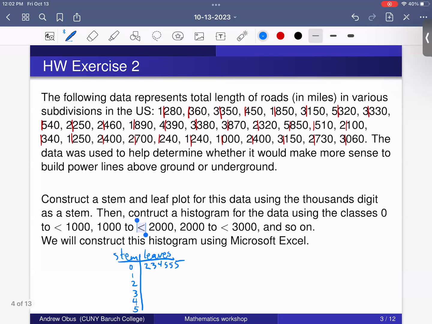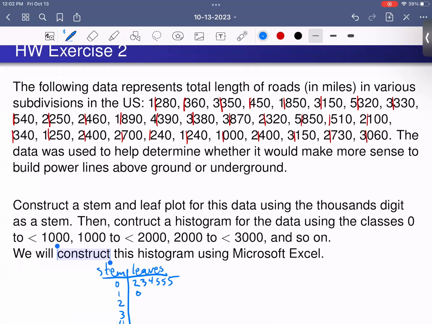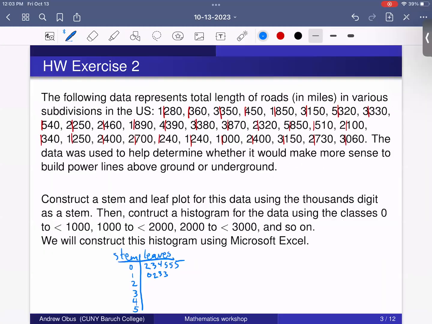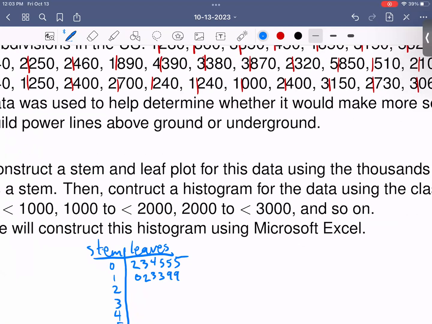I'm going to use only 1 digit. You could use more digits, but since the screen is not so big, I don't want to put in too many digits. So now for the ones, we've got 1280. That's going to round to 13. 1850 rounds to 19. So 13, 19. 1890 is another 19. 1250 is 13. 1240 is 12. 1000 is 10. So putting all that together, there's a 0, a 2, a 3, a 3, and then a 9 and another 9. I think that's it.